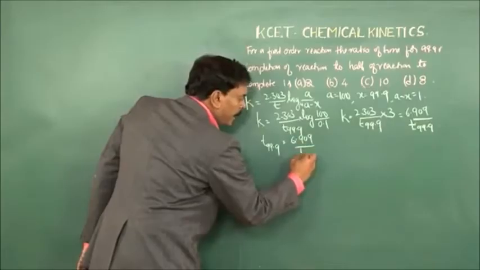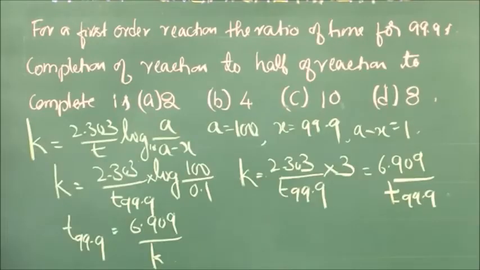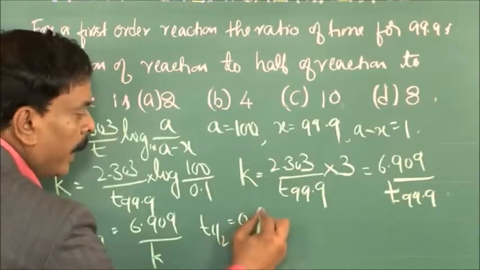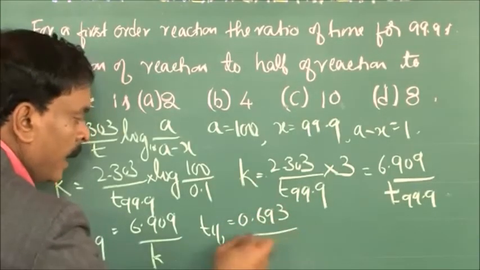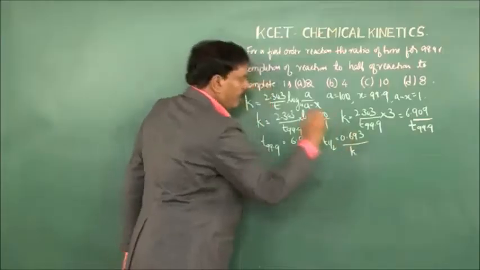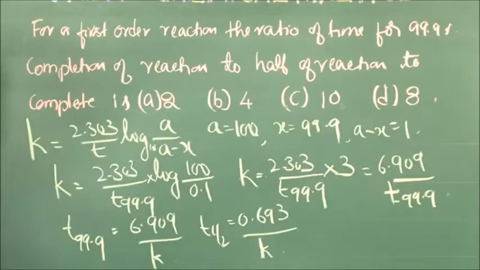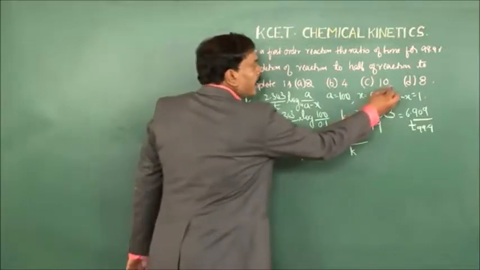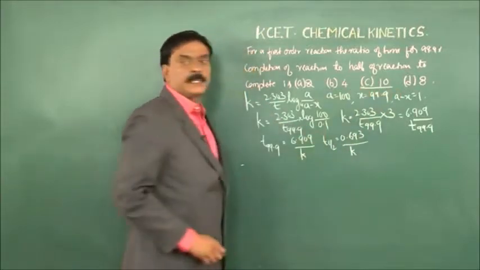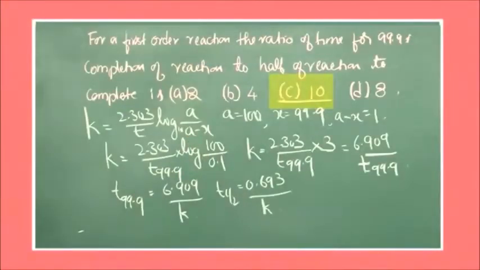That is, t 99.9% will be equal to 6.909 by K. For a first order reaction, t half is equal to 0.693 by K. When we compare these two expressions, we find that t 99.9 is 10 times t half, and therefore the answer is C, that is 10.